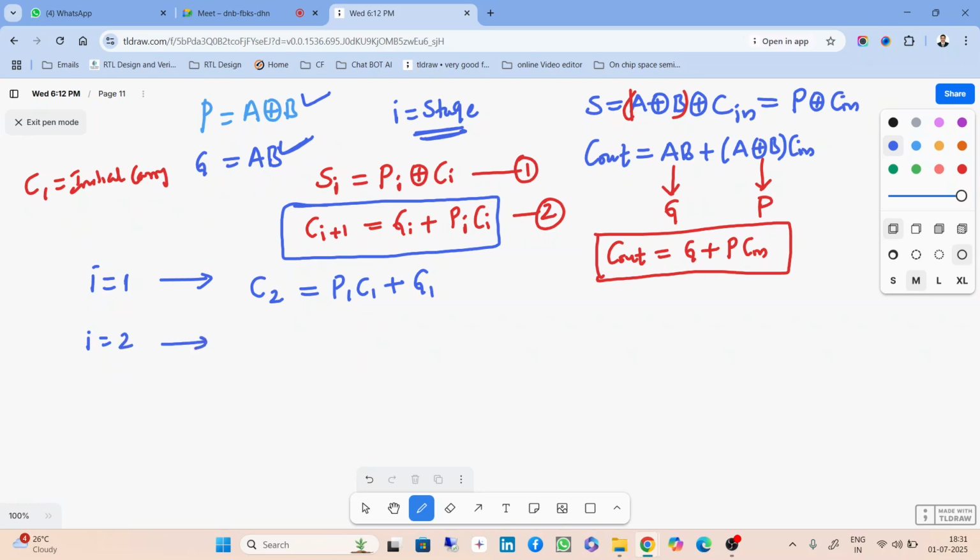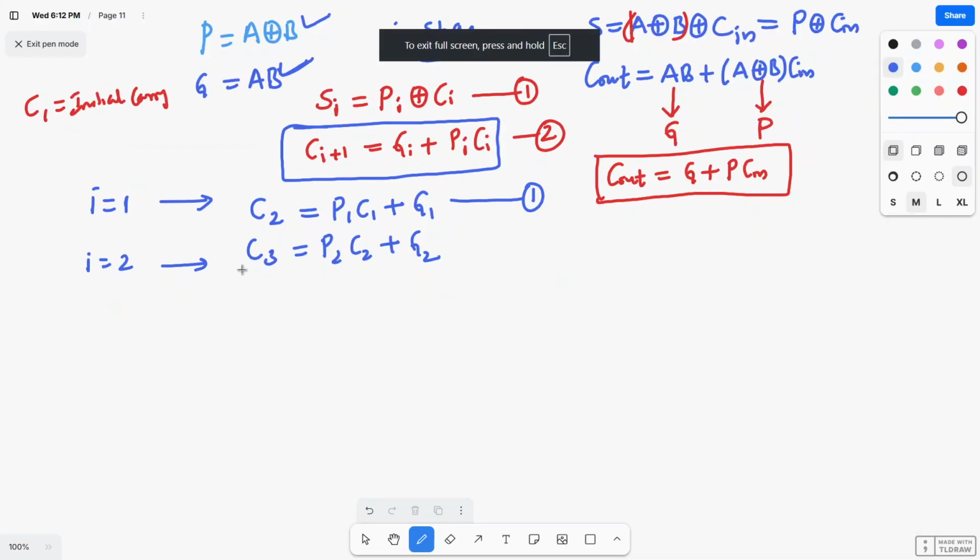I equal to 2, C3. C3 equals what? C3 equals P2 C2 plus G2. Okay, so let us take this as the first equation. And can you substitute this value of C2 in this equation? Can you substitute?